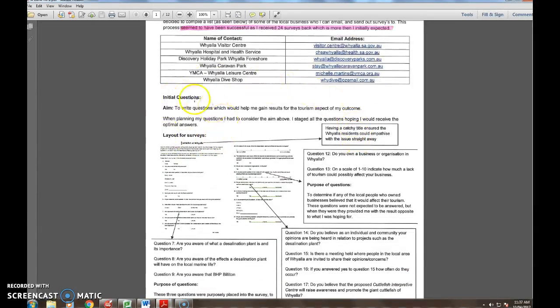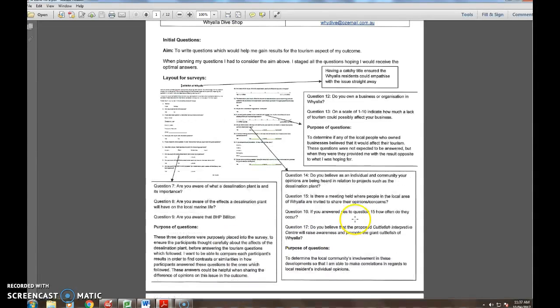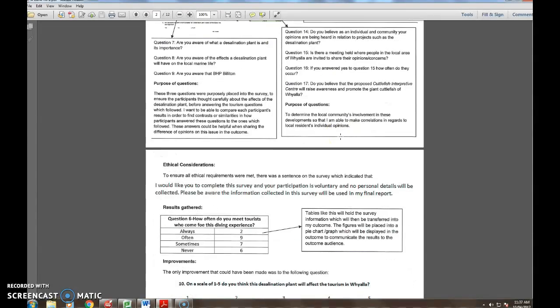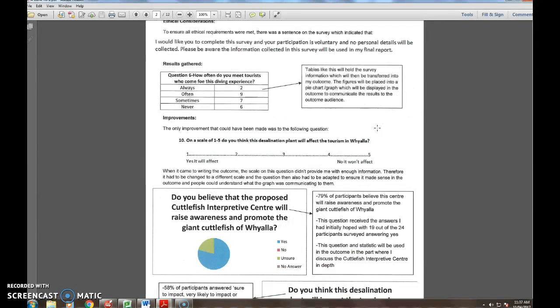Their actual initial questions and why they were looking at this survey, the layout and the plan of the survey, with a good breakdown of what each of the questions purpose behind it was. Even things like just explaining that having a catchy title is going to help to ensure that residents know what the issue is straight away, and hopefully will draw more people in to answering it. Then they've again spoken about their ethical considerations that they needed to include within their survey.